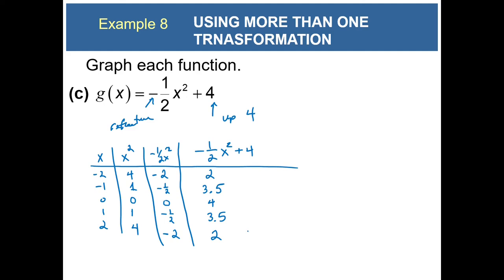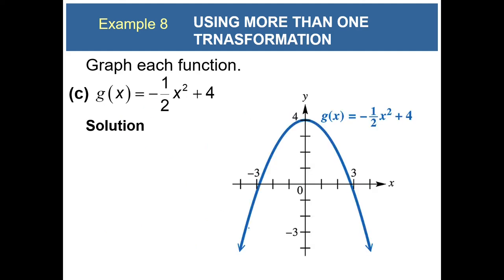Let's graph the curve. And here we go. The function does get shrunken up a little bit because of that negative 1/2 in the front. It is shifted up 4, and there is a reflection.